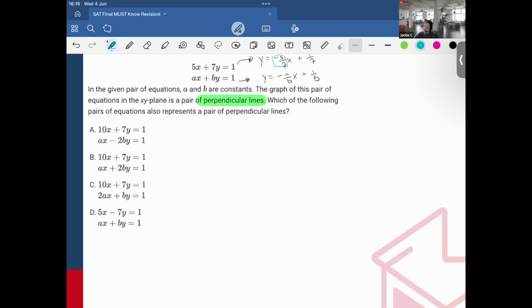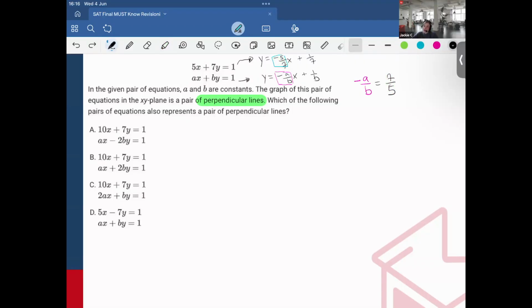So if this line is perpendicular to the negative 5/7 slope line, then it has to be the slope's negative reciprocal. So that would be like saying negative a over b is equal to positive 7 over 5. Why is that? Because it's the slope's negative reciprocal, which means, just for those that are new to this, when I multiply negative 5/7 by 7/5, the product will be -1.